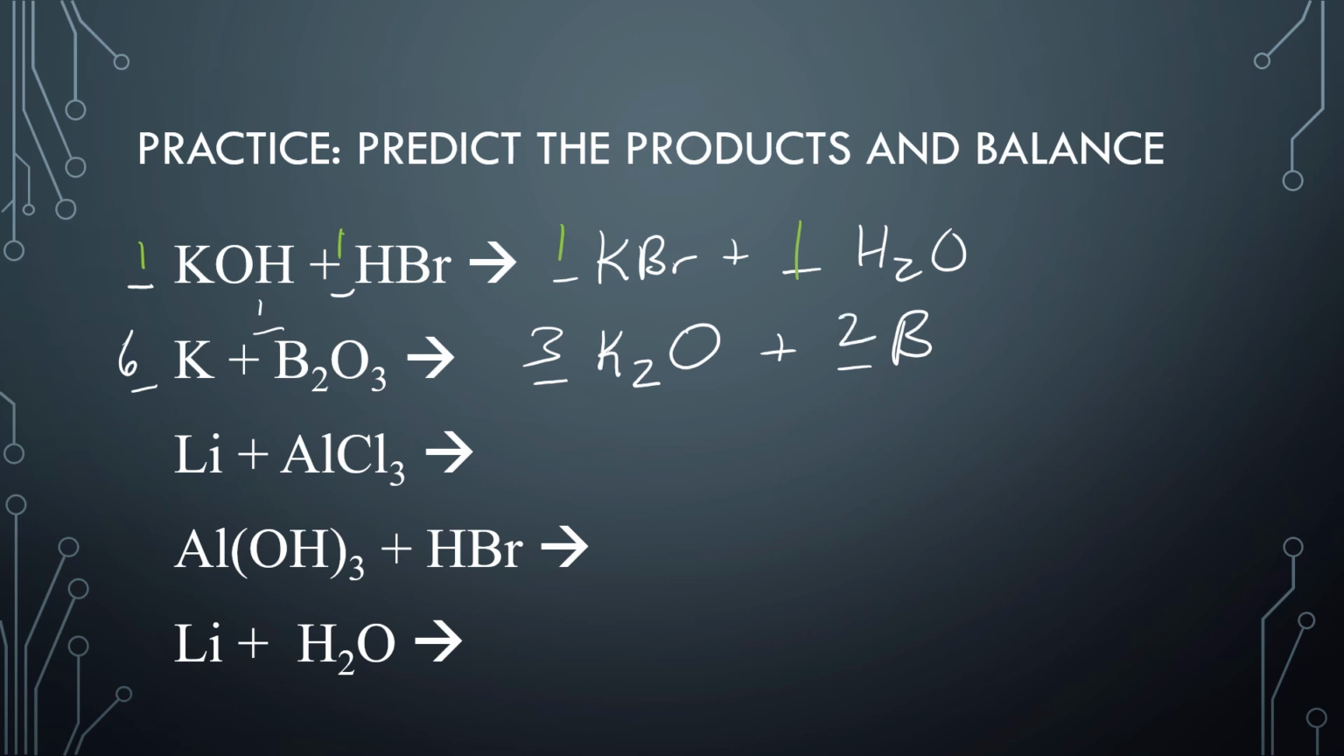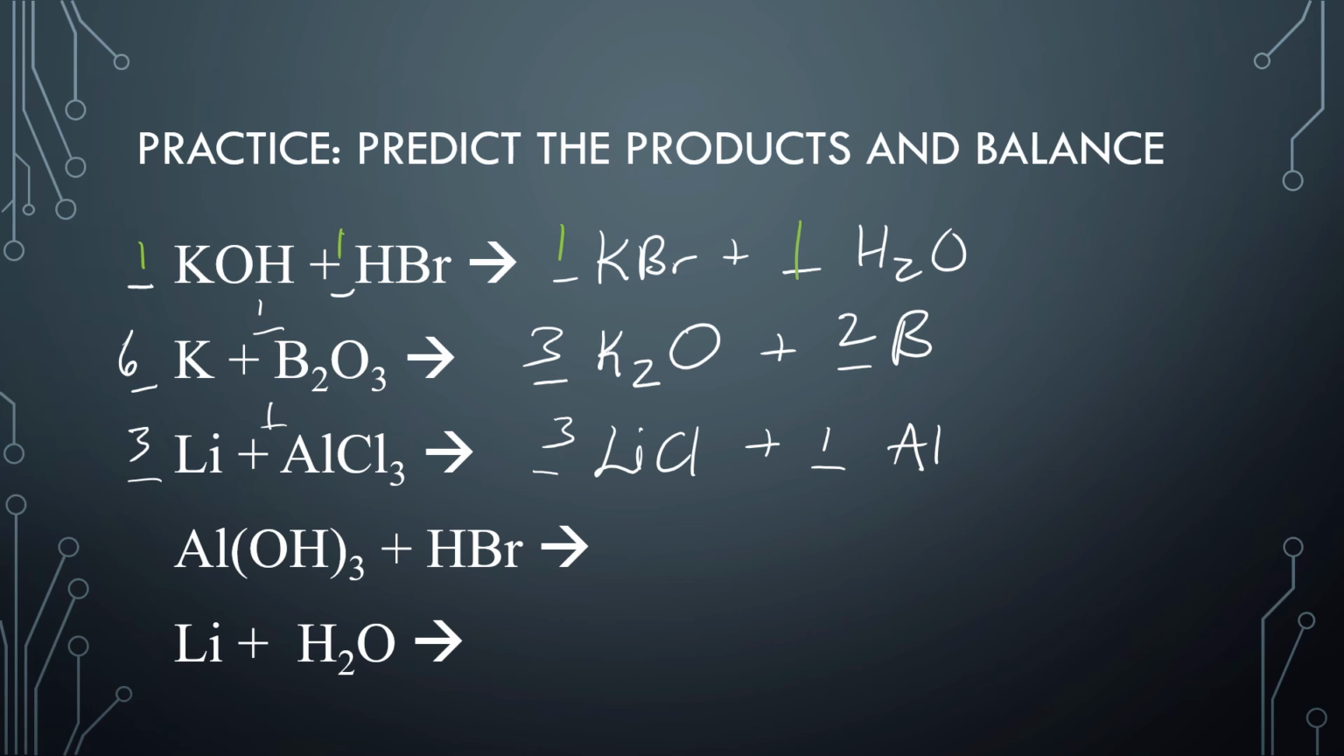Lithium plus aluminum chloride, lithium will come along and kick off the Cl. Lithium has an oxidation number of 1 plus, Cl is 1 minus. And then aluminum is by itself. I'm going to balance this. AlCl3, so I put a 3 in front of the LiCl, 3 in front of the Li, so 1 and 1 for the others.